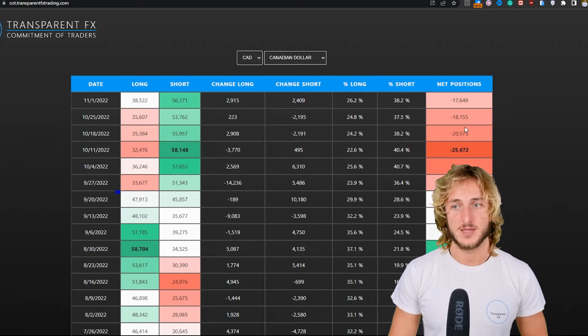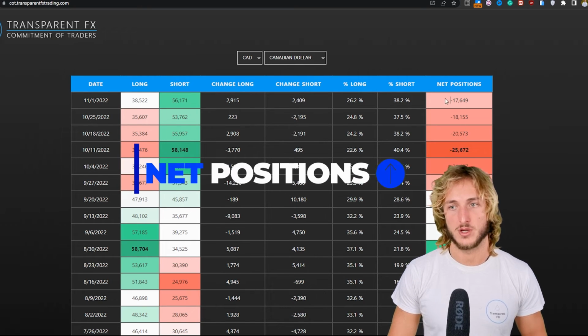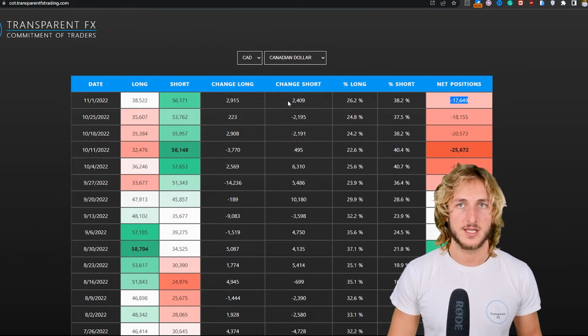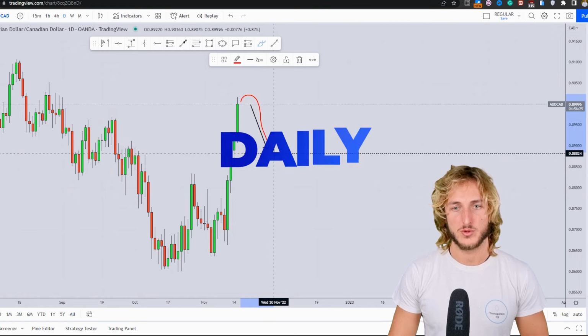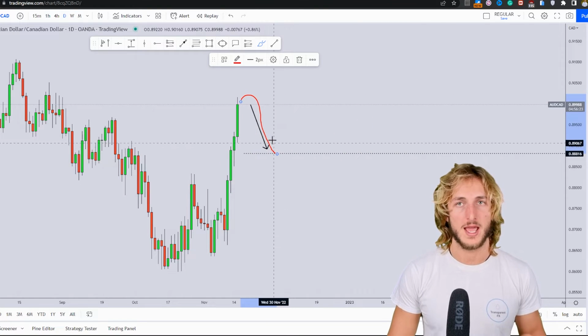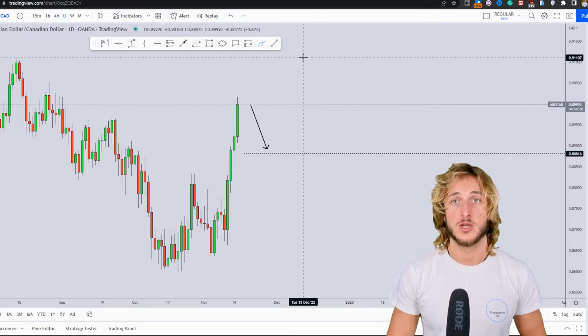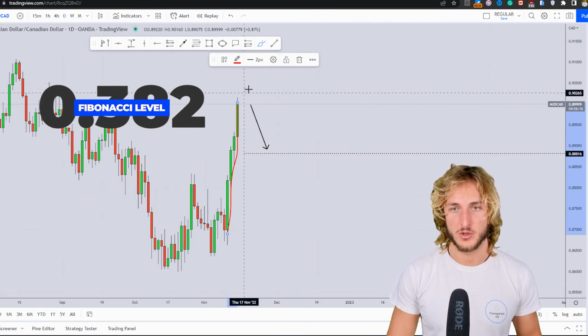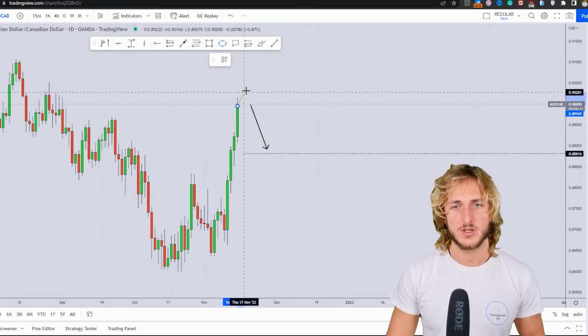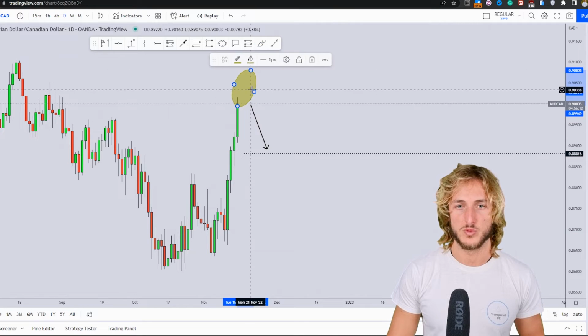On the CAD, at the same time, what we're seeing is increasing of net positioning from minus 25k to minus 17k. So the CAD is getting stronger and the AUD is getting weaker, which is exactly what we need for the market to create this potential reversal lower and completion of this overextended W formation at the 0.32 of the Fibonacci taken on the daily impulse. So there is definitely the possibility for this potential move lower.